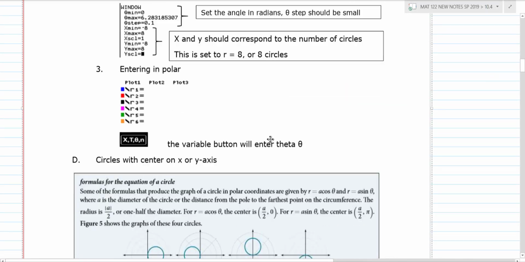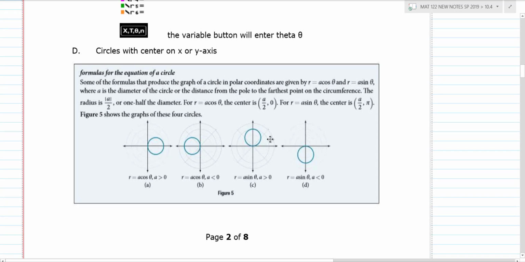Okay, so let's move on to the next kind of graph, which is going to be the circles that have a center on the x or y axis. So it looks like this. The basic structure is either a cosine theta or a sine theta. The difference between the two is this. If you have a cosine, then the center is going to be on the x-axis. That's easy to remember because the cosine associates itself with the x value on a unit circle.